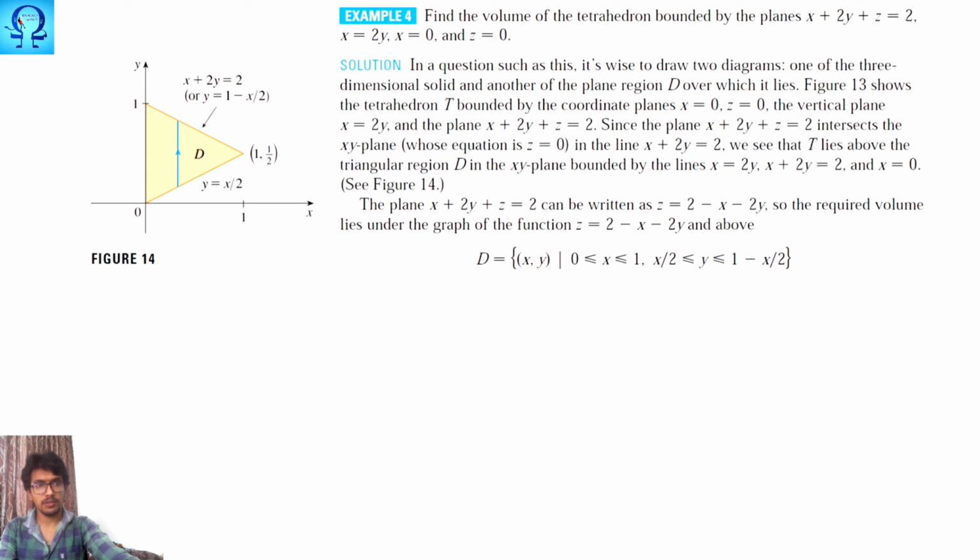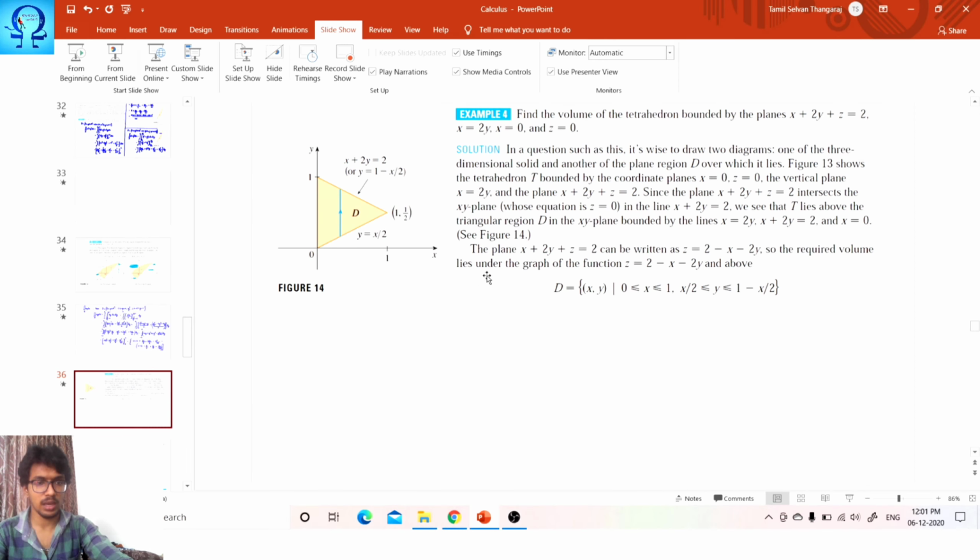So the next problem that we are going to see is to find the volume of the tetrahedron bounded by the planes x plus 2y plus z is equal to 2 and these things. Here I'll just show you the ideology.